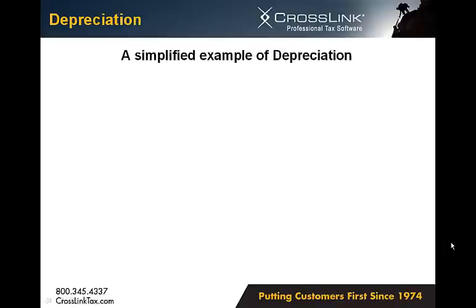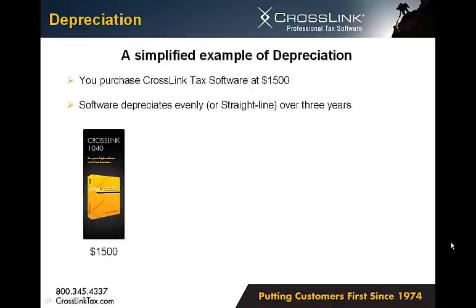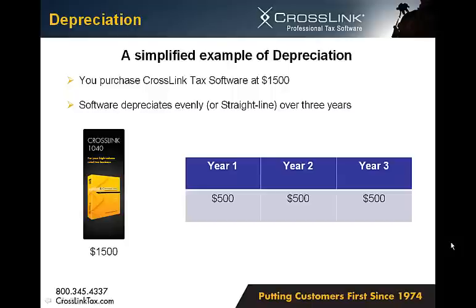Now let's take a look at a simplified example of depreciation. When someone purchases software, such as the CrossLink tax software, of course they're going to pay an upfront fee. And let's say that upfront fee is $1,500. Instead of taking that expense, depreciation is going to allow us to take that software expense and spread it out over 3 years. So instead of having one $1,500 deduction in 1 year, we'll simply take that and divide it over 3 years, giving us a $500 deduction for those 3 years.